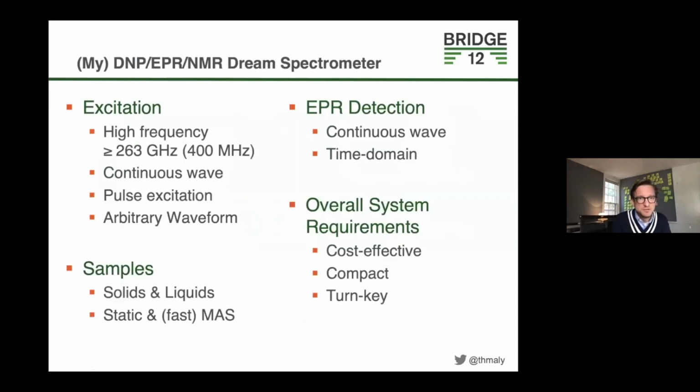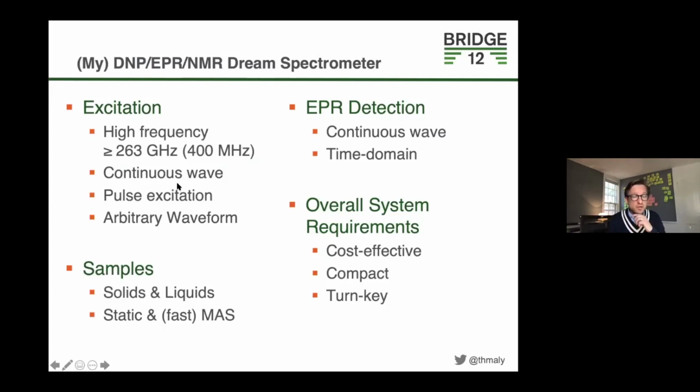So my dream DNP, EPR, NMR spectrometer: I want excitation at a high frequency, 400 gigahertz. I think this is a good sweet spot right now if you want to use solid state sources. You can go higher, but the power drops off very rapidly. Although at 380 gigahertz, for example, you can get up to 100 milliwatt nowadays, and this will further increase. But for the time being, I think 263 gigahertz is a fantastic frequency to use solid state sources.